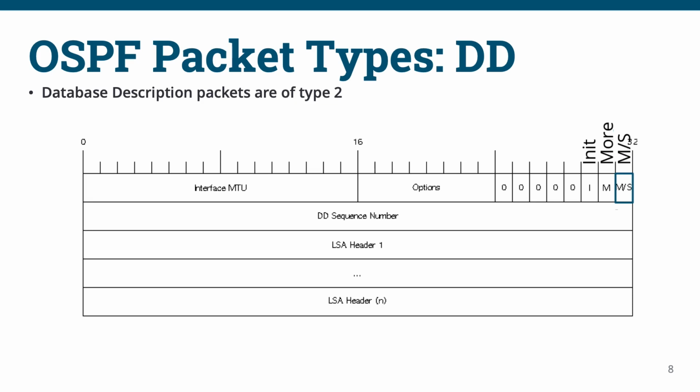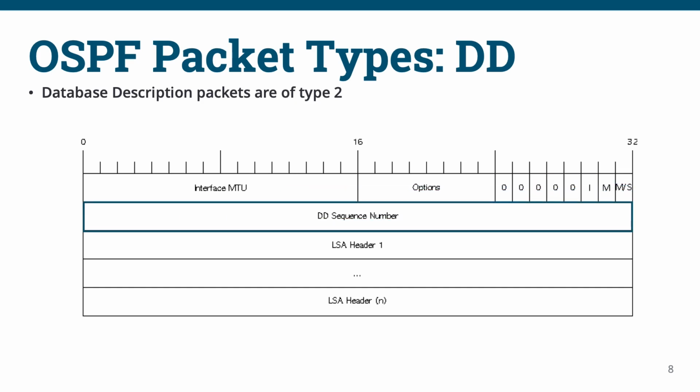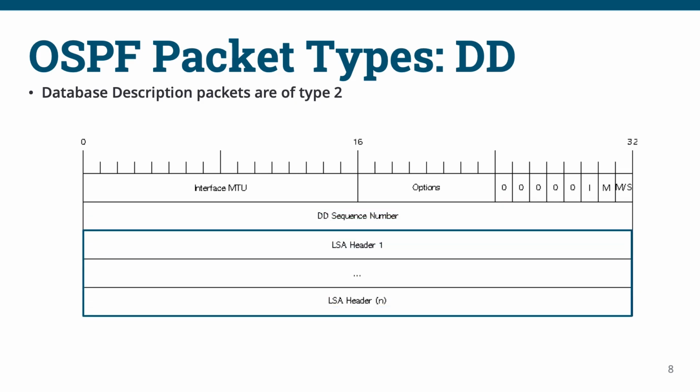When set to 1, it indicates that the sending router is the master in the DBD exchange. This would be the router with the highest RID. The following fields are the sequence number, which is initially set by the master router, and then the LSA headers used to describe the LSDB of the sending router.